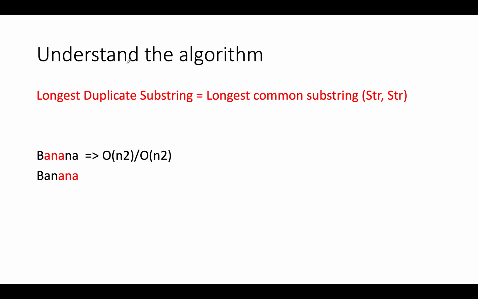The question says we are given an input string str and we need to identify the length of the longest substring that is duplicated in that string itself. So what does this question remind us of? It reminds us of the longest common substring algorithm, wherein the same string is passed to it as the input string. The only difference in that algorithm with respect to this question is that we need to make sure that the same string between the i and j indices is not considered as a valid duplication.